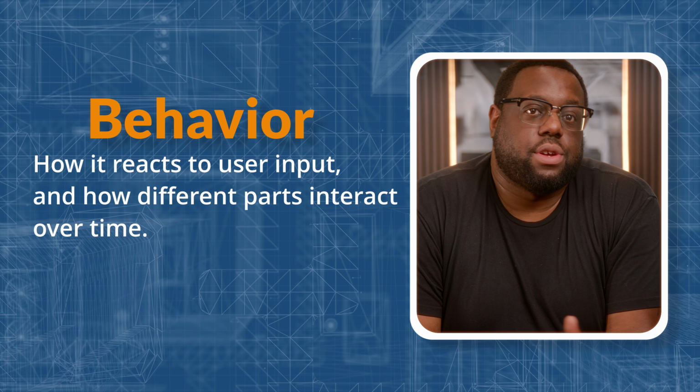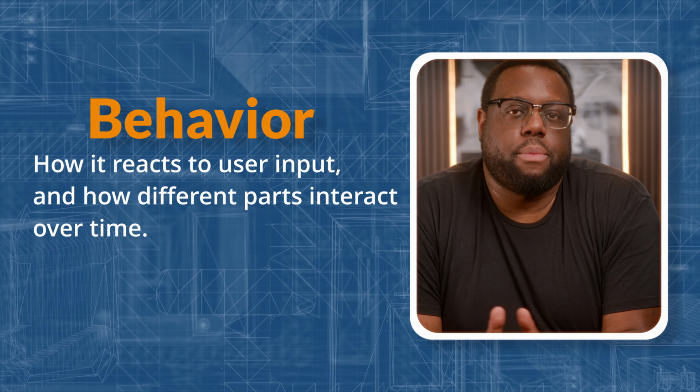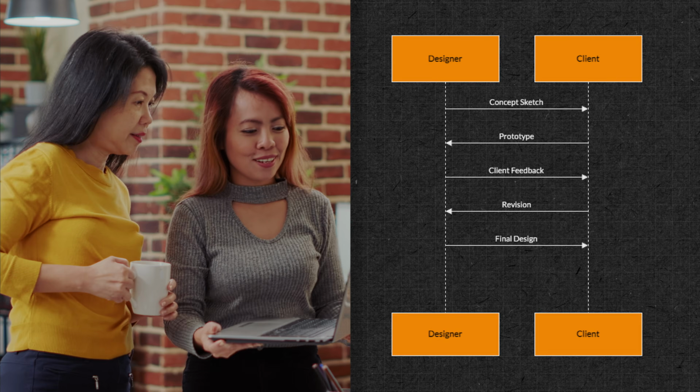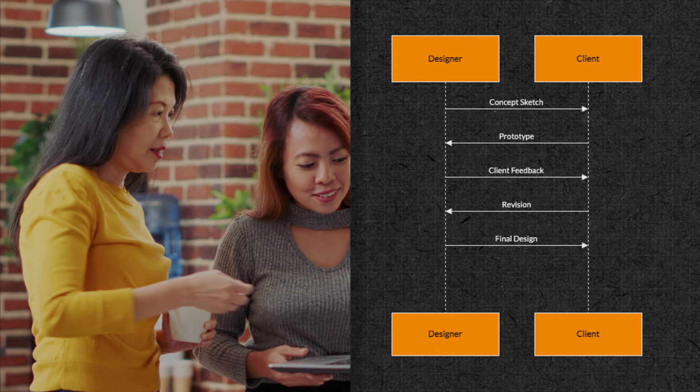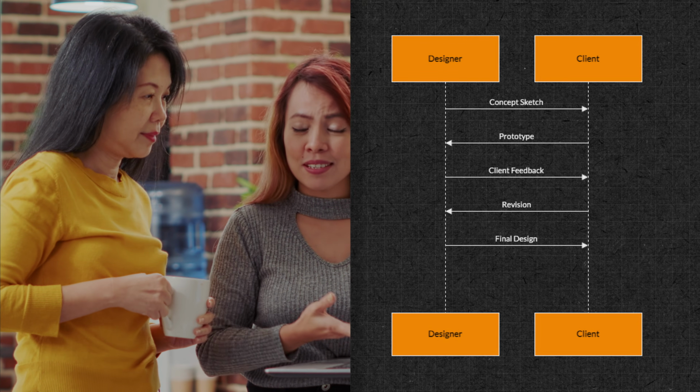Now with behavior, this is what the system does, how it reacts to user inputs and how different parts interact over time. So going back to the design example, if the structure is the studio, then the behavior would be the design process itself, from sketching to prototyping to client feedback. This illustrates the system's behavior.